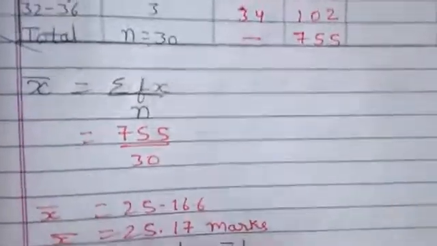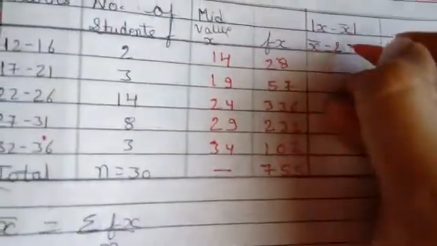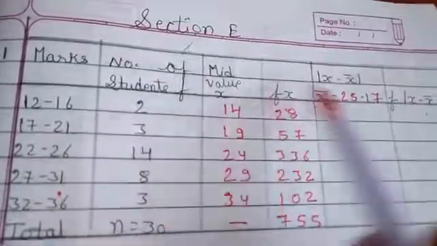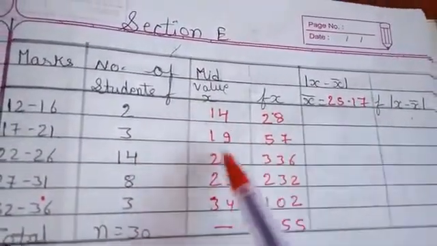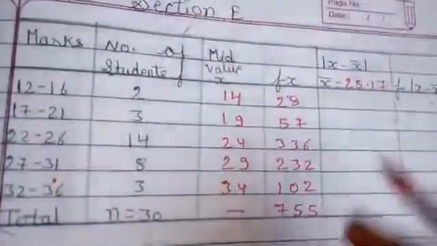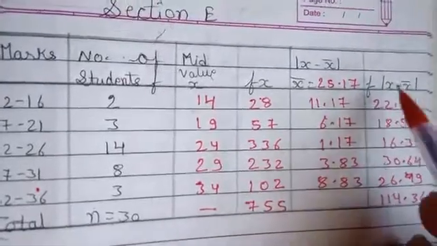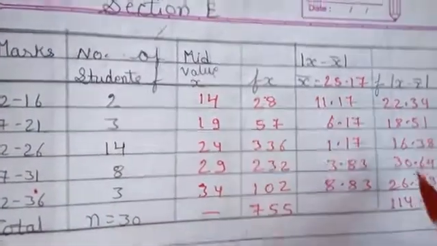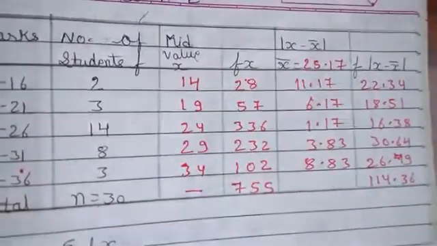Now we'll find out the absolute value of x minus x bar. X bar is 25.17. So x minus x bar we have to calculate, negative sign we have to ignore, in this mid value column. 14 minus 25.17, 19 minus 25.17 and so on. Now we have calculated this column, and then f times the absolute value of x minus x bar, that is the frequency column multiplied by the x minus x bar column. So our total of sigma f absolute x minus x bar is 114.36.